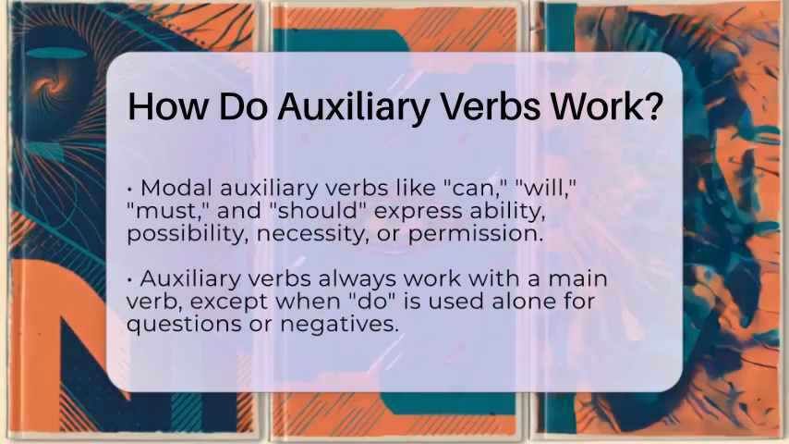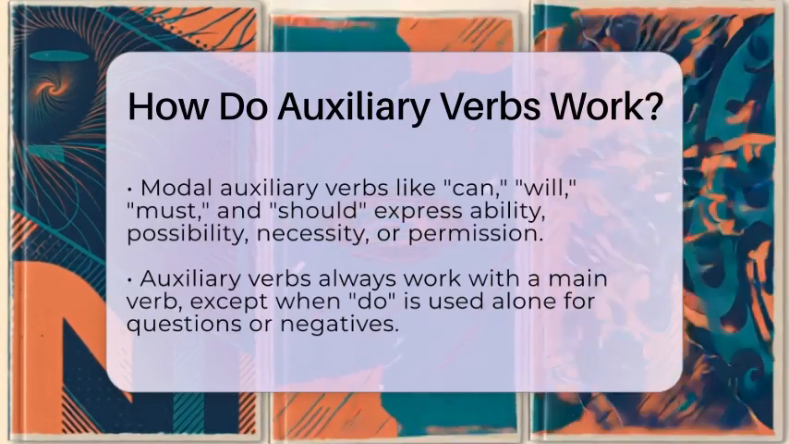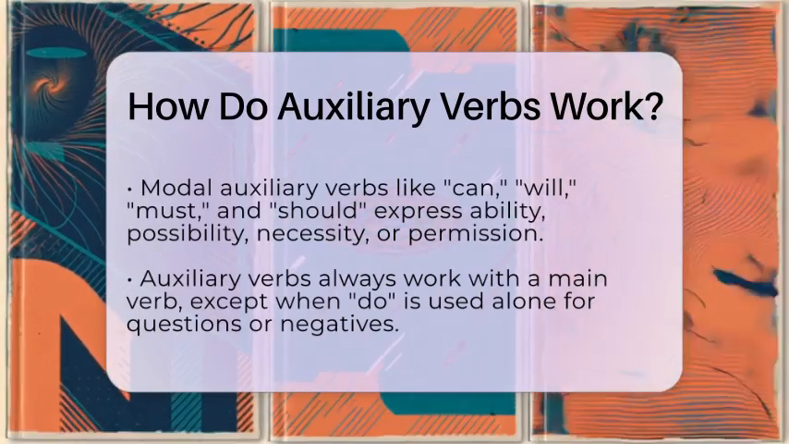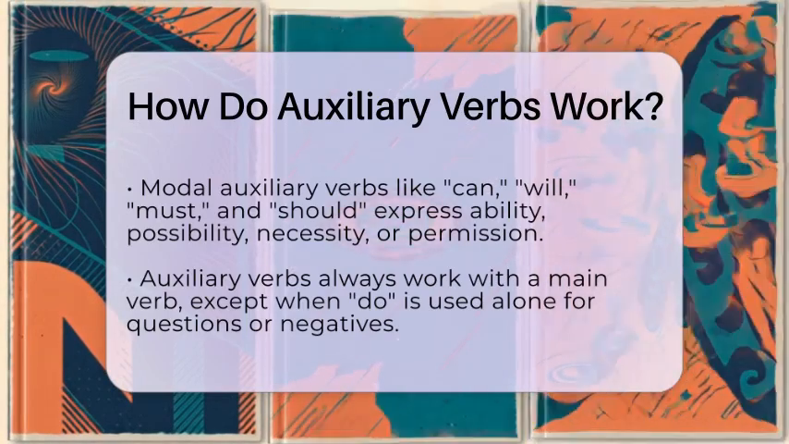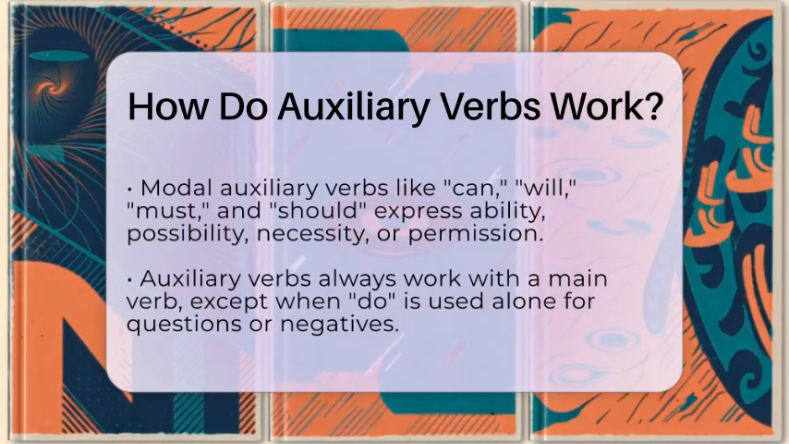In addition to these, there are modal auxiliary verbs like can, will, must, and should. These express moods such as ability, possibility, necessity, or permission. For example, she can swim shows ability. You must leave shows necessity.